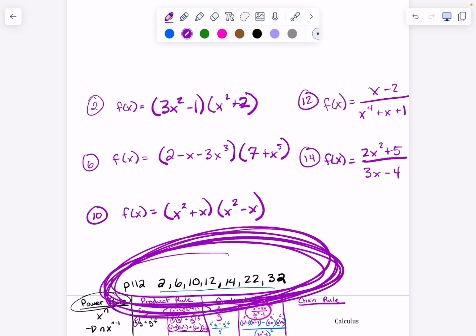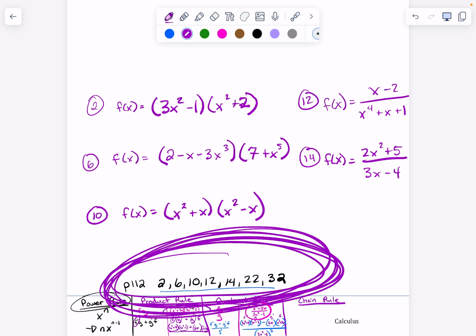Okay, here you go. Those 5 problems. Those are the first 3. 2, 6, 10. What are you doing? Product. Product. Number 12 and 14, what are you doing? Quotient. Okay, go. Do them. You can do it. Product. I don't remember. I need to pull out the rule.